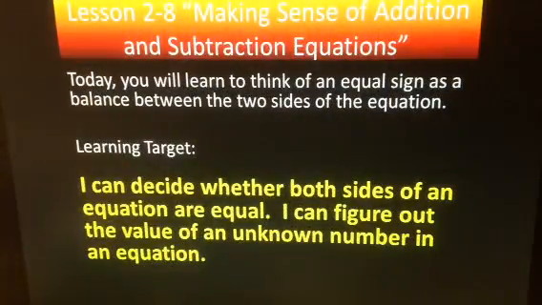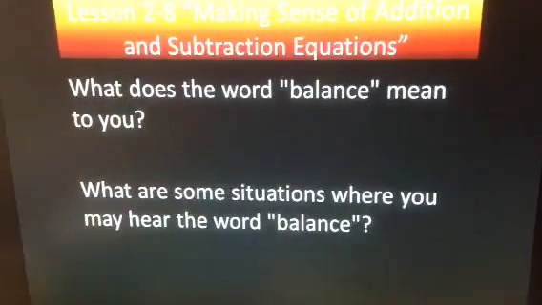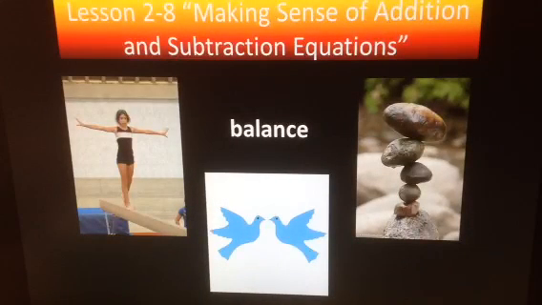Today you will learn to think of an equal sign as a balance between the two sides of an equation. What does the word balance mean to you, and what are some situations where you may hear the word balance? Here's an example of some that I thought. I thought about a girl on a balance beam in gymnastics. I thought about balance in art, where both sides are the same. And I thought about a stack of rocks carefully balanced, one on top of another.